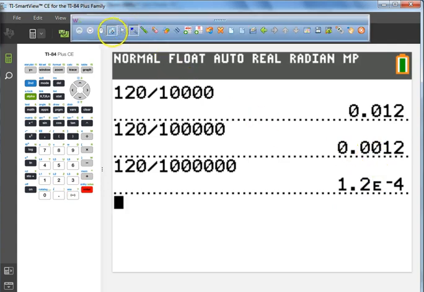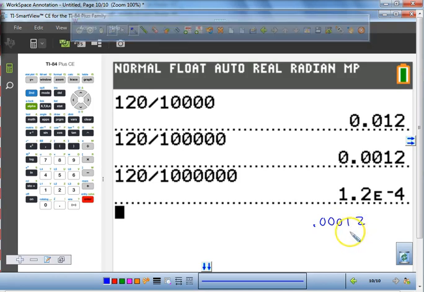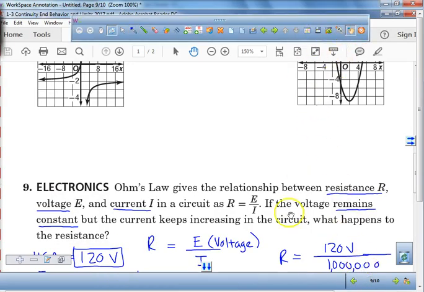So basically, what is this in scientific notation? What does this mean? This means 0.00012. It's never going to get to 0, but where is it approaching? It's approaching 0. It never hits it, but it's approaching.